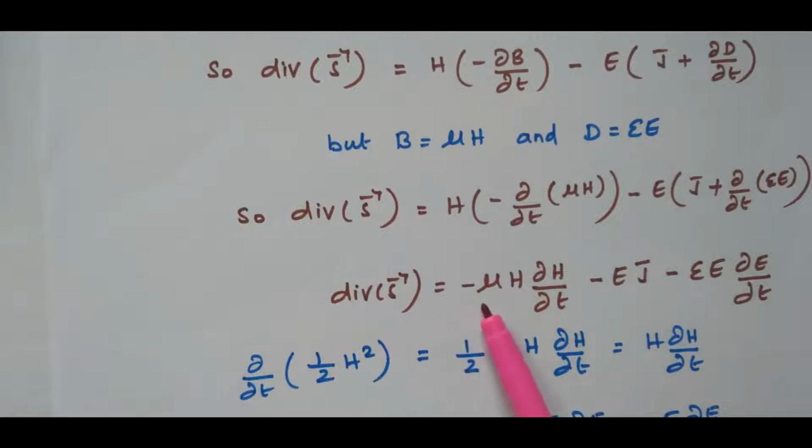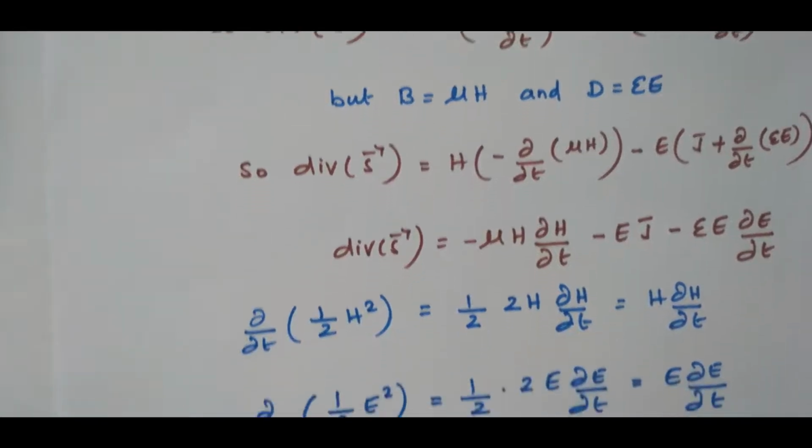Divergence of S equal to minus mu H. Already one H is there, one mu is taken outside. So minus mu H dou H by dou t. We can multiply inside, minus E into J, and multiply this with the term minus epsilon E dou E by dou t. This epsilon is taken outside. Right? Now we got three terms: minus mu H dou H by dou t, minus E J, minus epsilon E dou E by dou t.